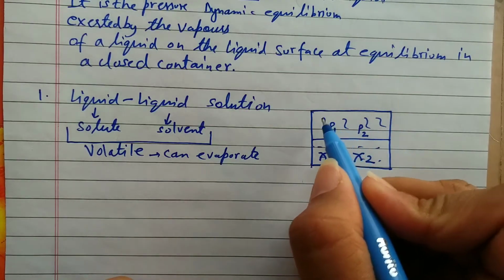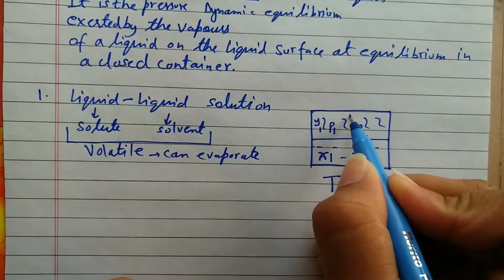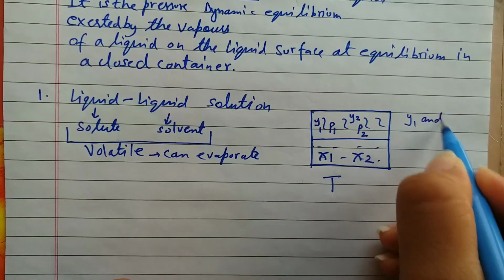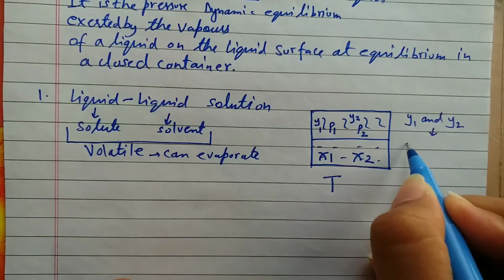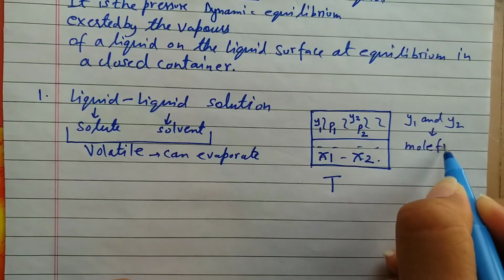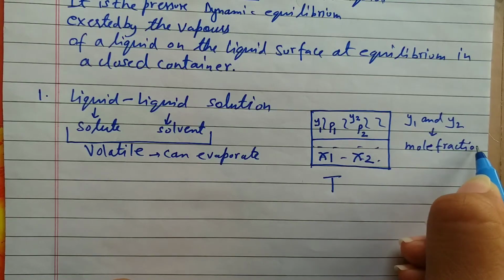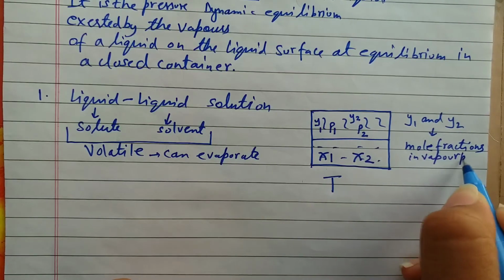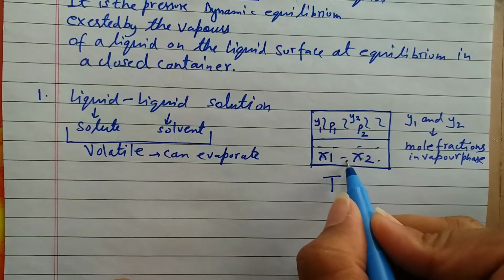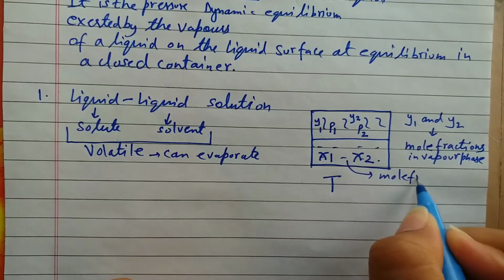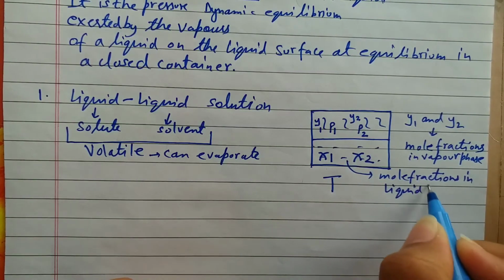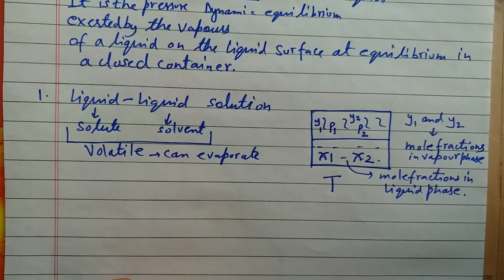Also consider y1 and y2 in the vapor phase. Now what are y1 and y2 here? They are also the mole fractions of the same two liquids, but these are the mole fractions in the vapor phase. Just like chi 1, chi 2 are the mole fractions in the liquid state, we have chi 1, chi 2 as mole fractions in the liquid phase and y1, y2 as mole fractions in the vapor state.